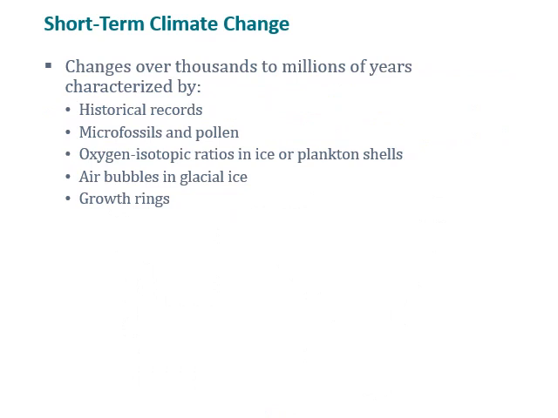With that segue, short-term climate change is characterized by a variety of things, including historical records, microfossils and pollen, oxygen isotopic records, and ice or plankton, air bubbles in glacial ice, and growth rings on trees.